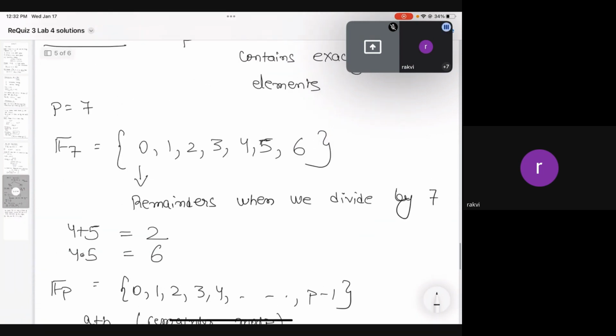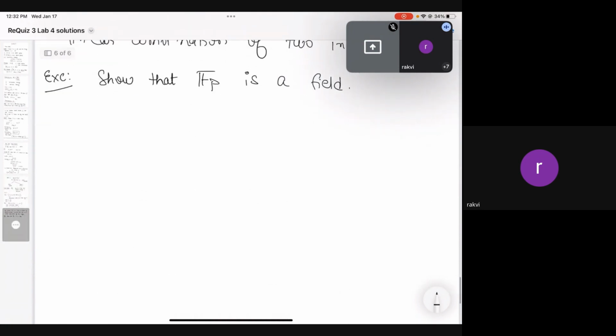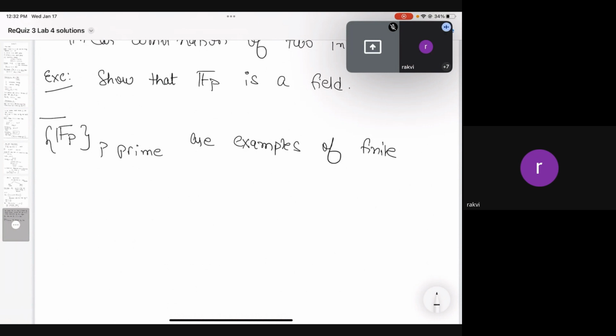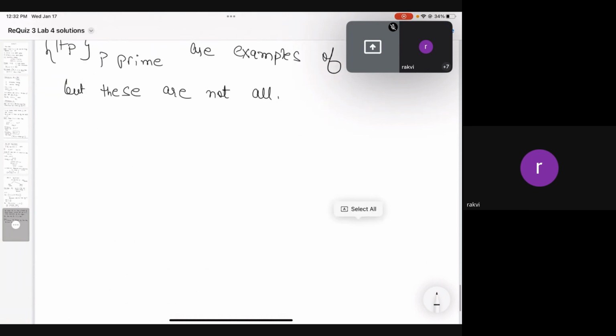So these are examples of finite fields, but these are not all. Fp, as you take p to be a prime, are examples of finite fields, but these are not all. In fact, you take any prime p, take any power of it: p square, p cube, p to the power 4. Corresponding to that, you can get a field of that order. And in fact, these are all the finite fields.